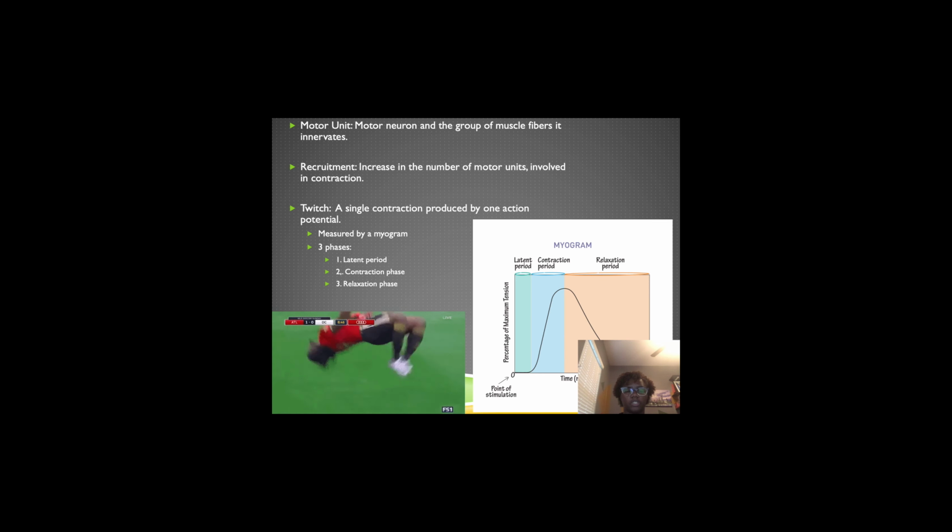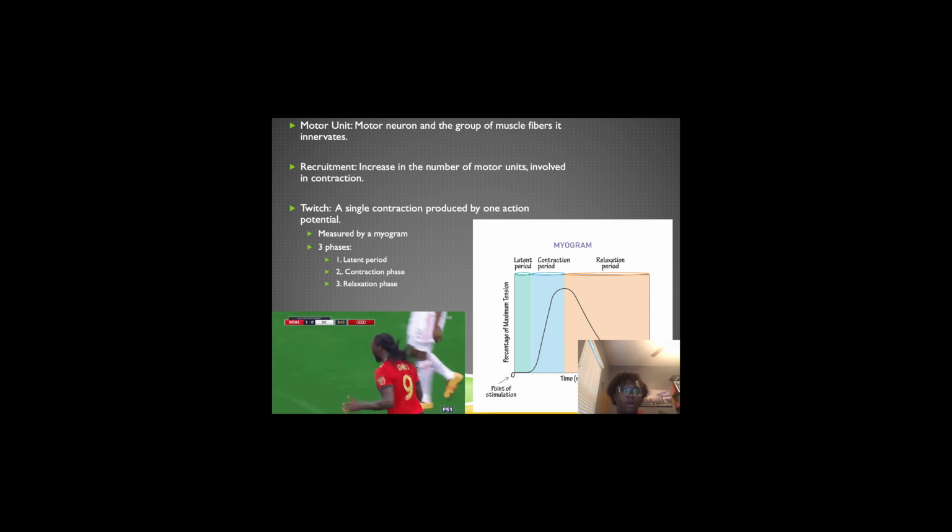And then we have a twitch, which is a single contraction produced by one action potential, which is measured by a myograph, as you see the graph in the video. There are three phases: the latent period, the contraction period, and the relaxation phase. Now, with the latent period, this is where the action potential is being propagated along the sarcolemma and calcium ions are released from the sarcoplasmic reticulum. And this is what helps with our excitation and our contraction during certain movements.